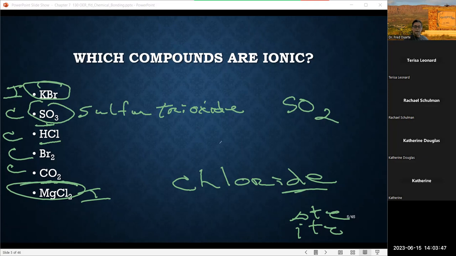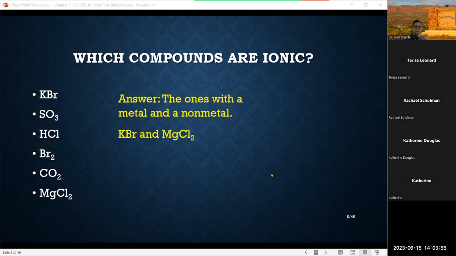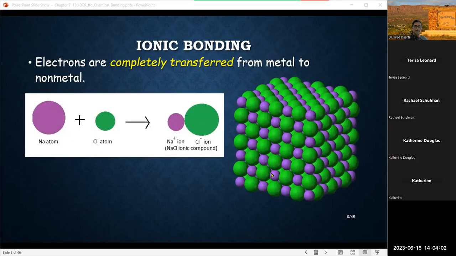All right, so let's clear this up here. The only 2 that are ionic are the potassium bromide and the magnesium chloride.